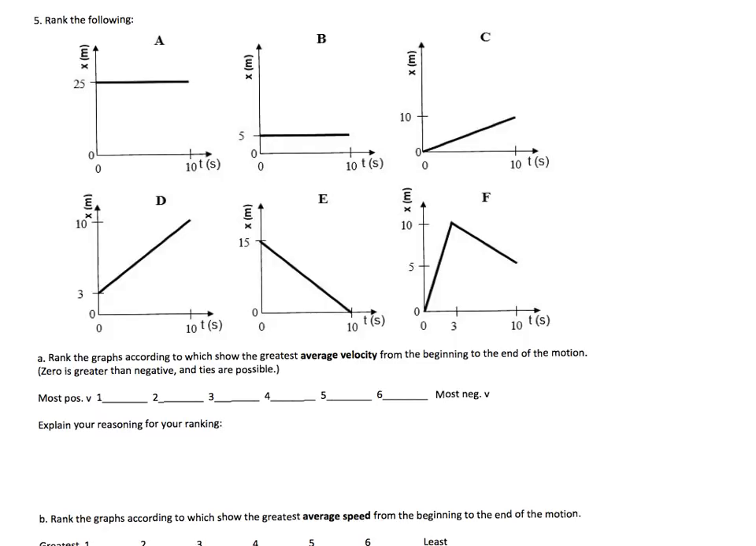And then, because we were looking at most positive to most negative, E, even though it had the most displacement, velocity has magnitude, but it also has direction. So that one's the most negative.